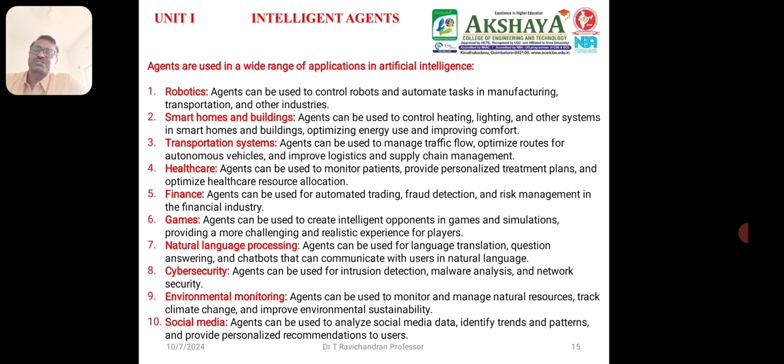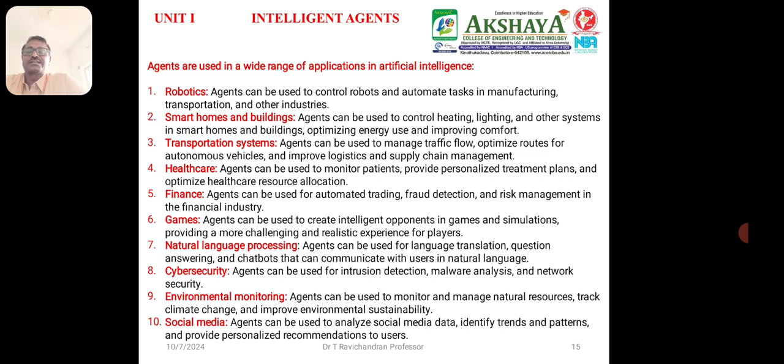Games. The agent can be created as an intelligent opponent in game simulations, providing more challenge and a realistic experience to players. These are very important industry applications, where agents perform realistic gameplay to improve human skill.